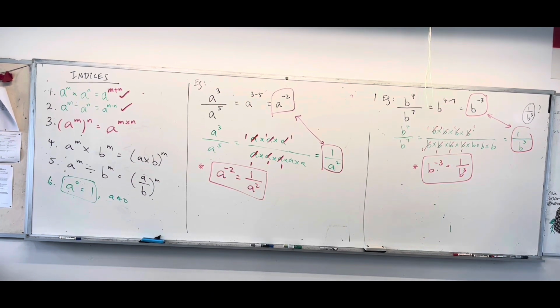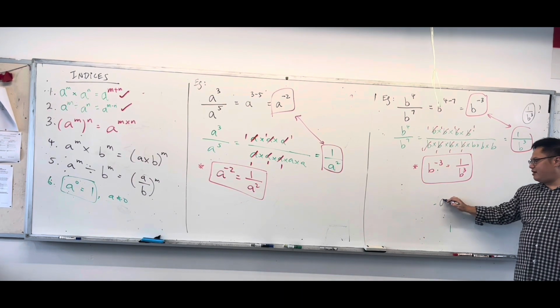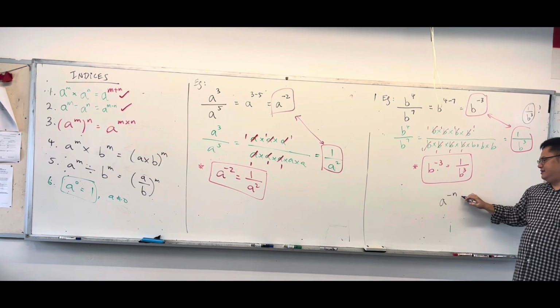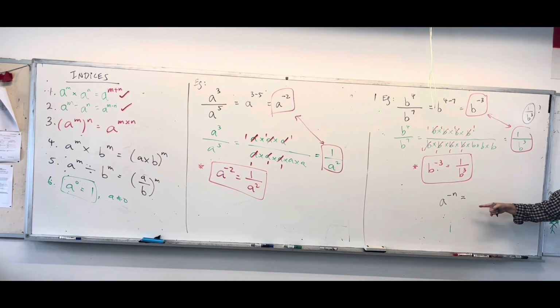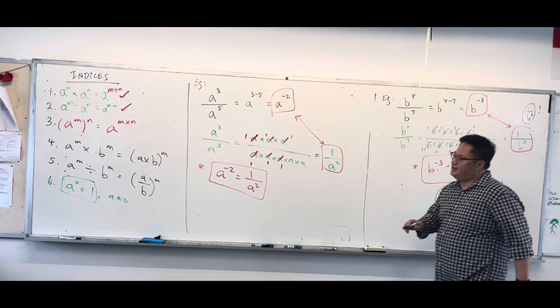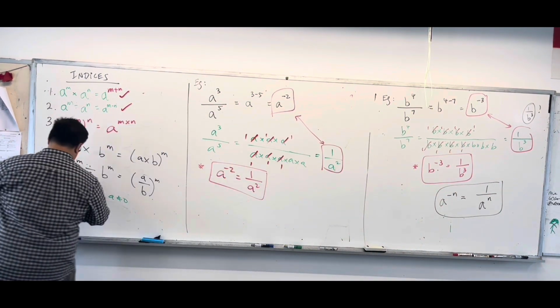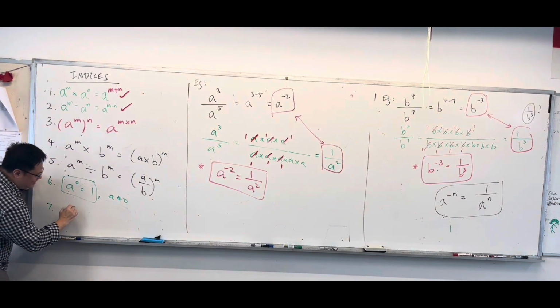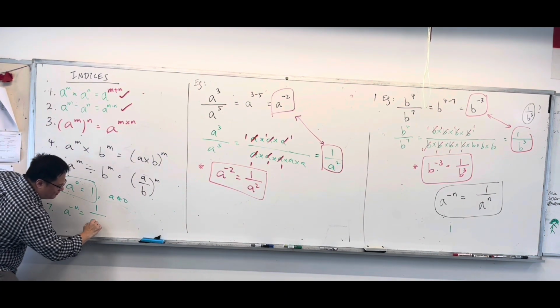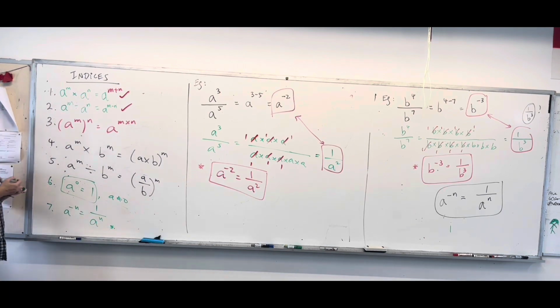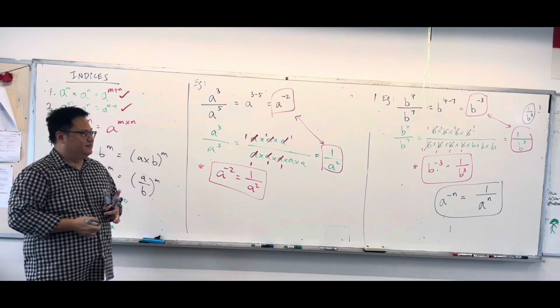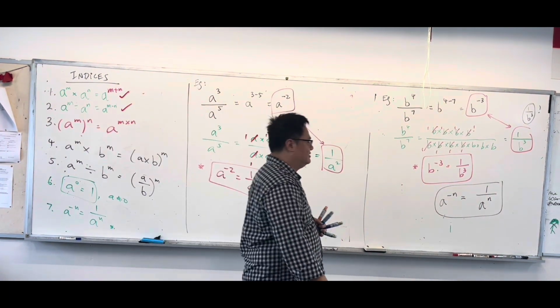Okay, so if you generalize this, A to the power of minus n equals to, what is this equals to? 1 over A to the power of n. Very good. 7th law. A to the power minus n equals to 1 over A to the power of n. So this is the negative index law.